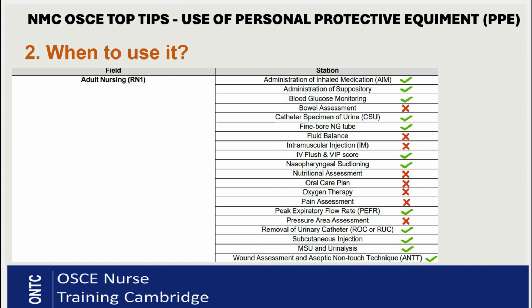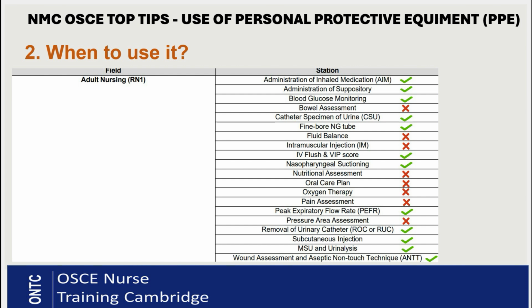Moving on to administration of suppository. Of course, you definitely need to put your gloves and apron on to give a suppository. So that's a clear one. Moving on to blood glucose monitoring. Yes, you do need to put gloves and apron on before you start pricking the patient mannequin's finger. So yes, definitely need that. Next one is bowel assessment. Of course, it's a written station, so you definitely do not need any apron and gloves in that one.